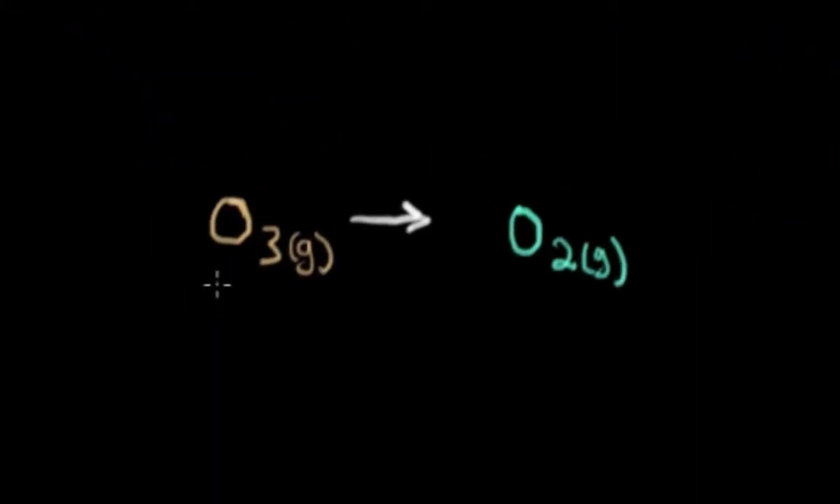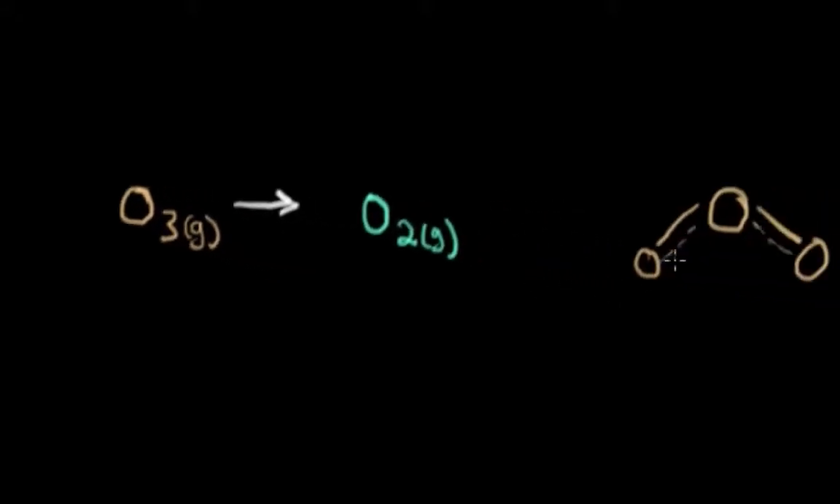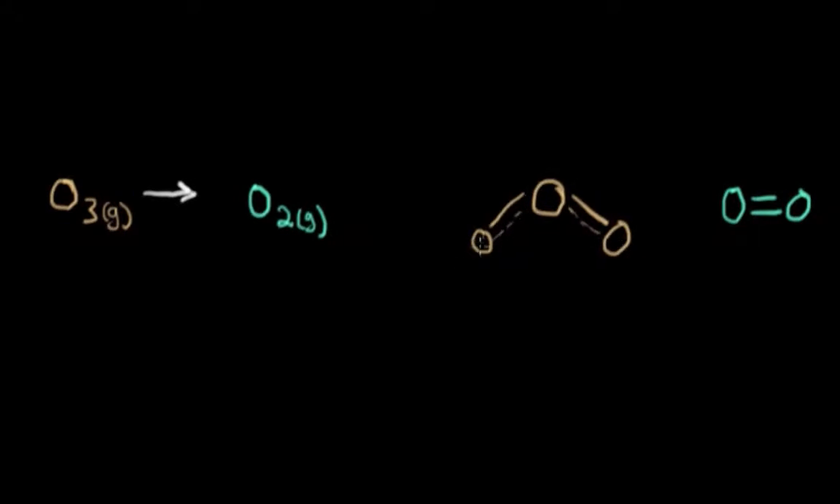Let's study the reaction of ozone to form oxygen. Ozone is O3, oxygen is O2. They're both just made of oxygens, and I've drawn something like what their structure might look like. So the ozone molecule has these strong single bonds and then these weaker bonds between the oxygen molecules. We could also draw this using a resonance structure, but I'm not going to do that right now.